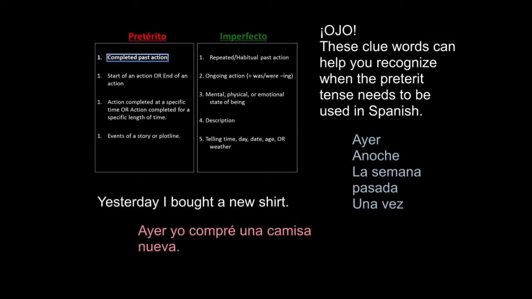If you recall from an earlier lesson, the preterite tense is used in Spanish to talk about an action that was completed in the past. In English, this would look like the following sentence. Yesterday, I bought a new shirt. In Spanish, we would say, Ayer yo compré una camisa nueva. The completed action in this sentence requires the use of the preterite tense in Spanish because it is bound by time.